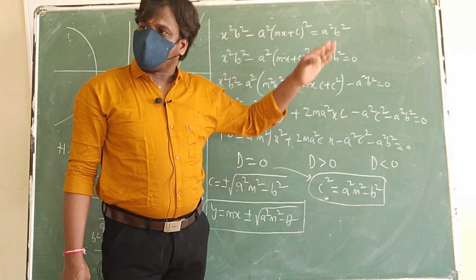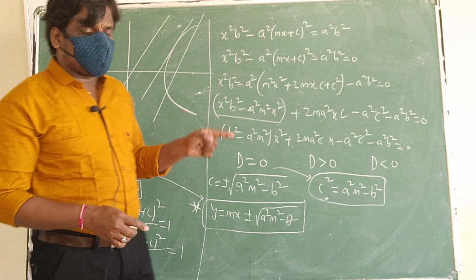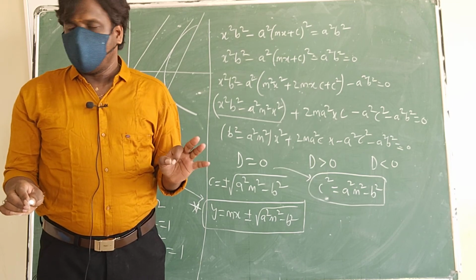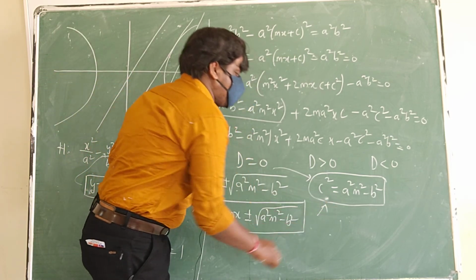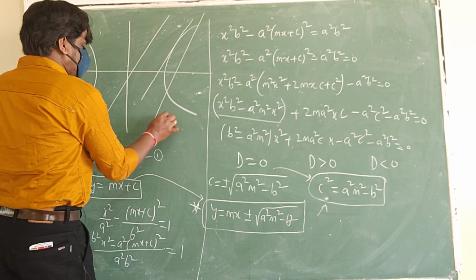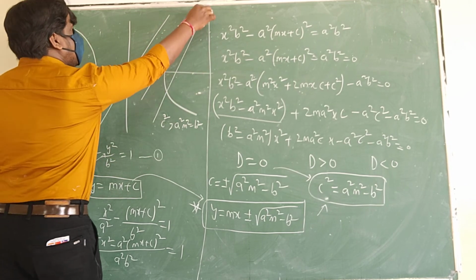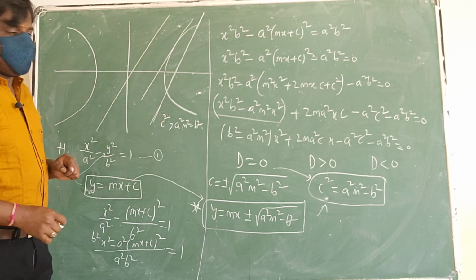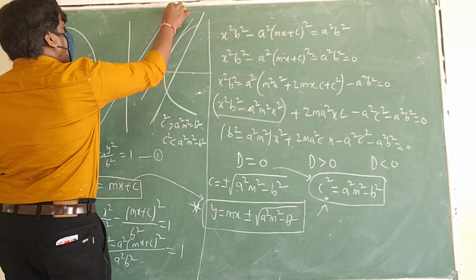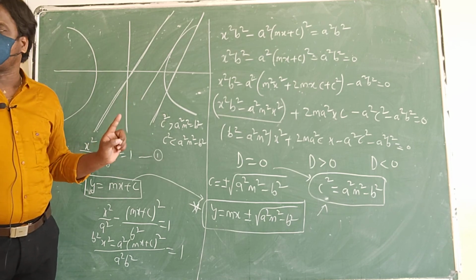Discriminant greater than 0, intersecting line. Means if you get c square is equal to a square m square minus b square, then we can say it is a tangent equation. If c square is greater than a square m square minus b square, this line cuts. If c square is less than a square m square minus b square, then the line will neither touch nor cut. So these are the 3 points you have to remember.